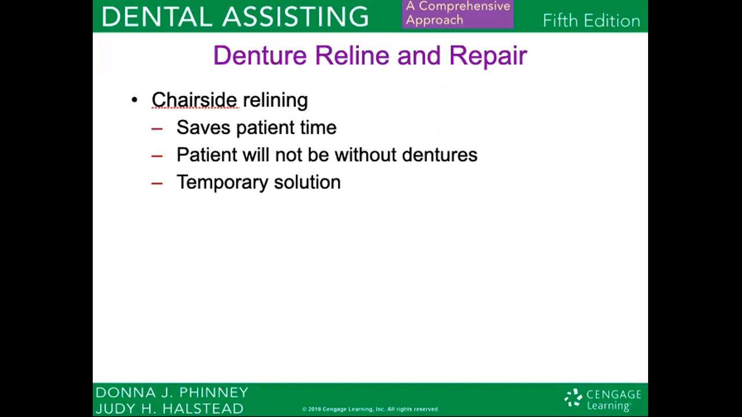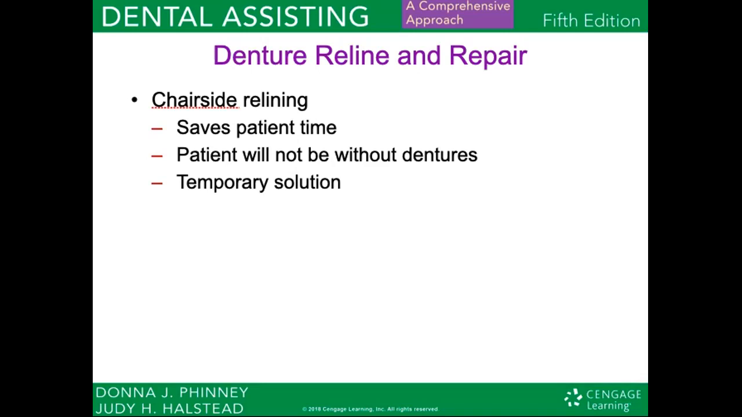Sometimes the denture will need to be relined and or repaired. A chairside relining procedure is beneficial because it does save the patient time. The patient won't have to be without dentures, so it can be done chairside in the dental office, and it doesn't require that the denture go to an offsite lab. But sometimes these types of relines are temporary solutions.